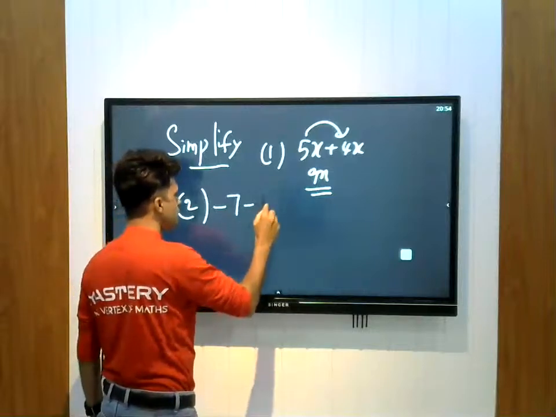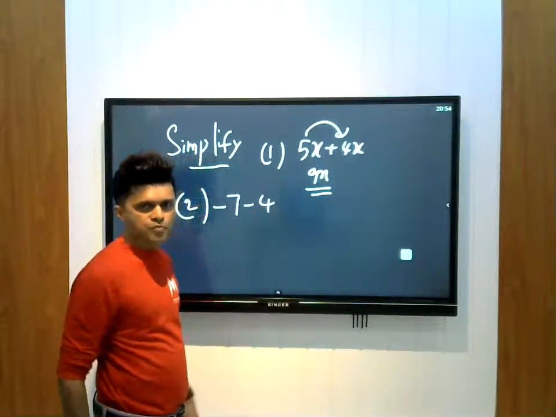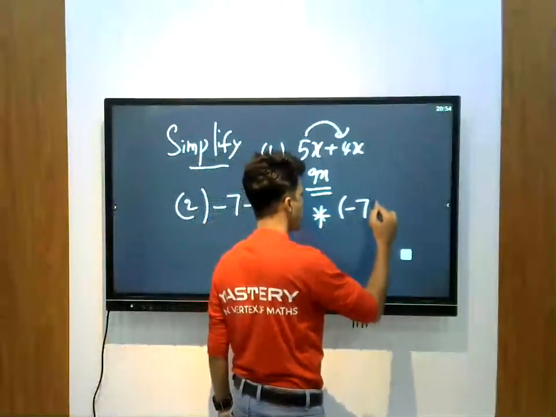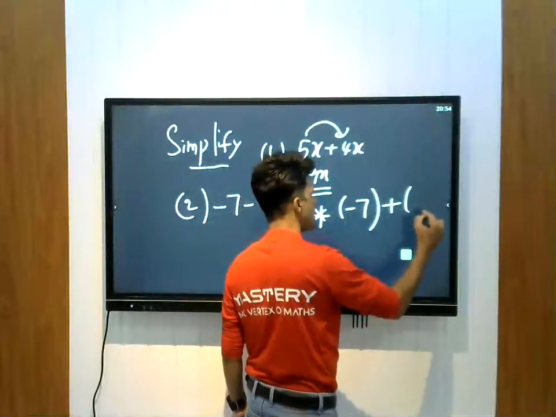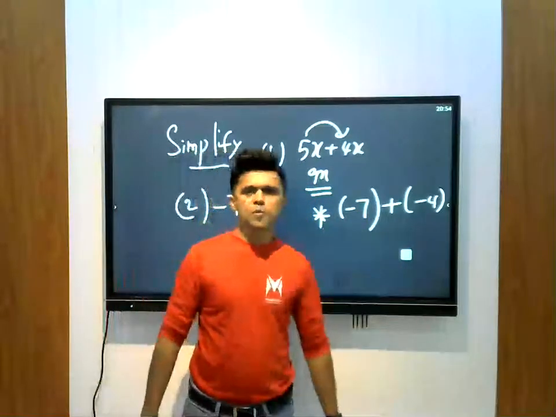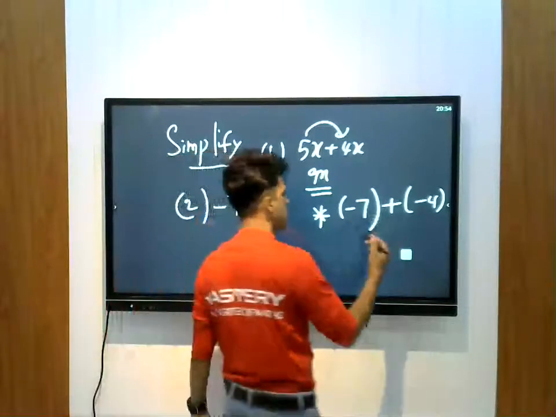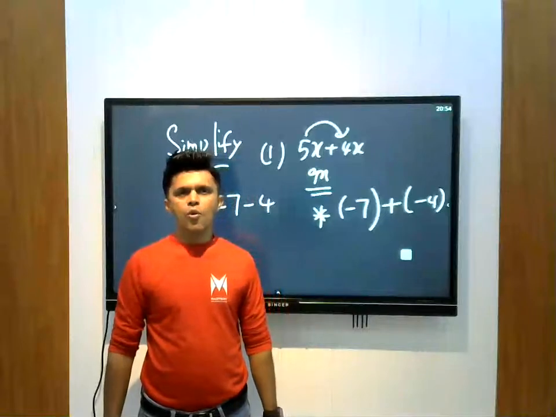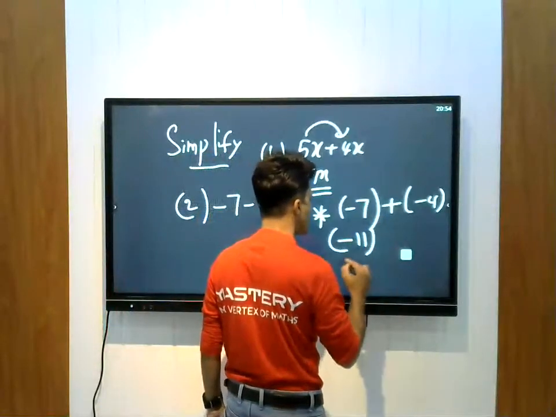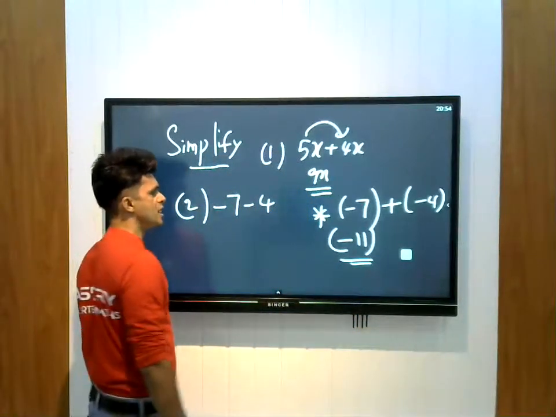Then minus 7 minus 4. What should be the answer? Minus 7 minus 4 means that you need to add minus 7 and minus 4. So minus 7 plus minus 4 is minus 11. The answer is minus 11.